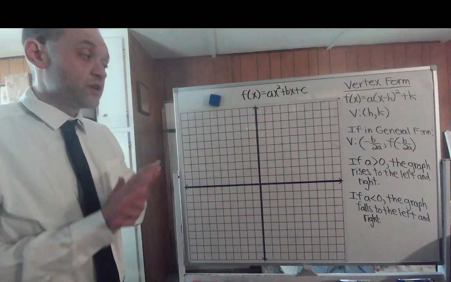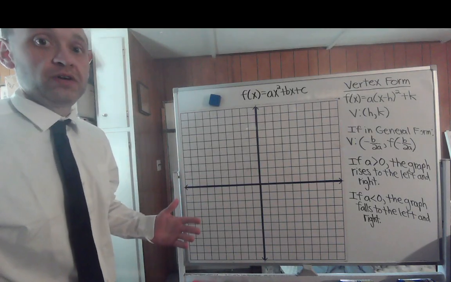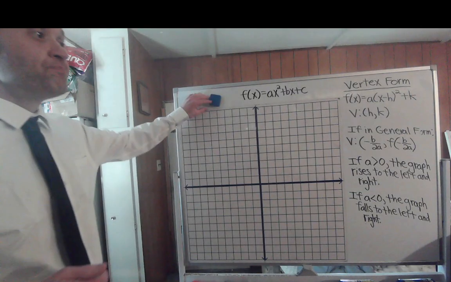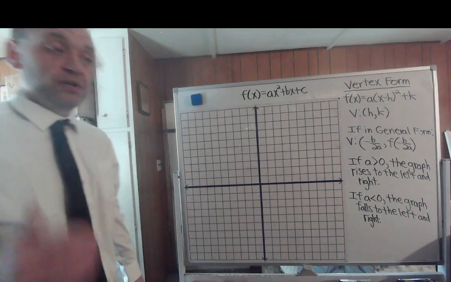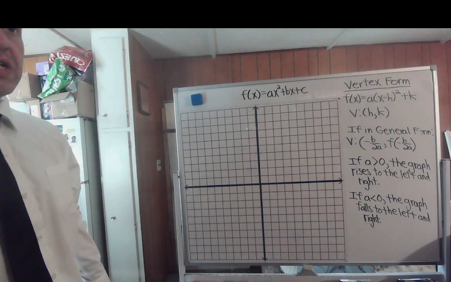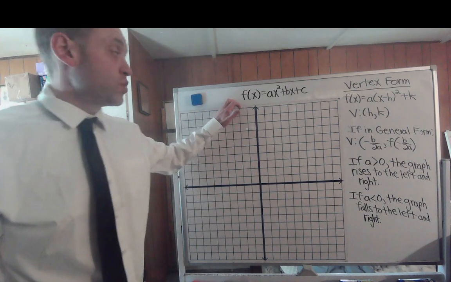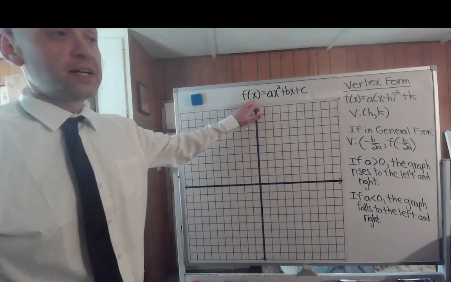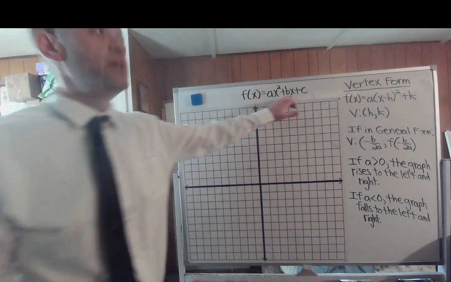So today we are going to talk about quadratic functions and graphing them. So everyone by now should be familiar with quadratic functions. In the standard form of a quadratic function, you have f of x equals ax squared plus bx plus c.